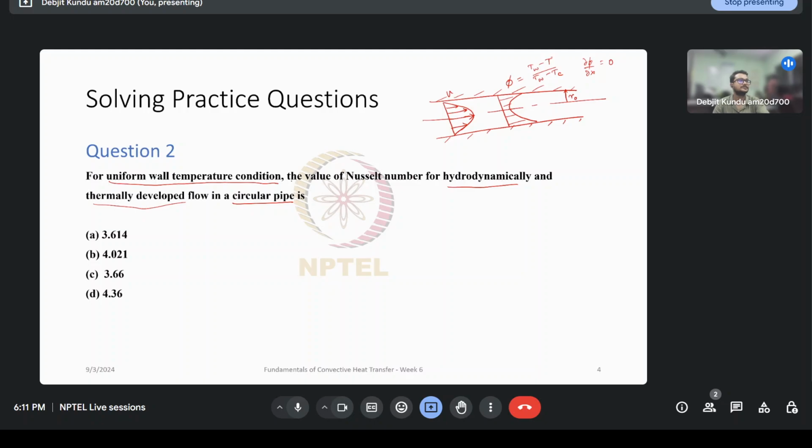And on top of that, we know that it's a uniform wall temperature condition. So this T wall is constant. So in that case, what should be the Nusselt number? That is the main question. So there are four options given below. Option A 3.614, option B 4.021, option C 3.66, or is it option D 4.36? And Nusselt number here will be based on the diameter. So if this is R, then it is actually Nusselt number based on 2 R naught.